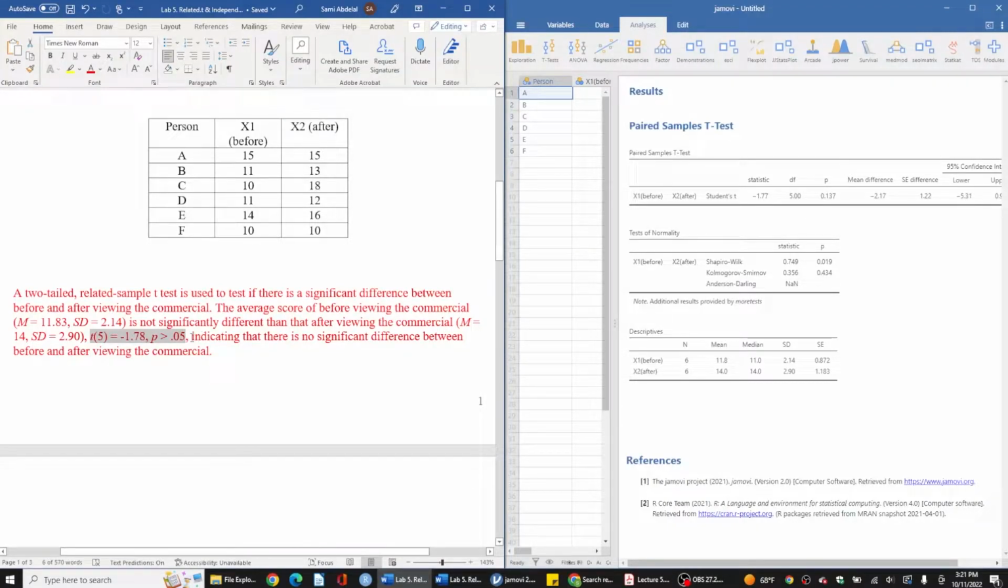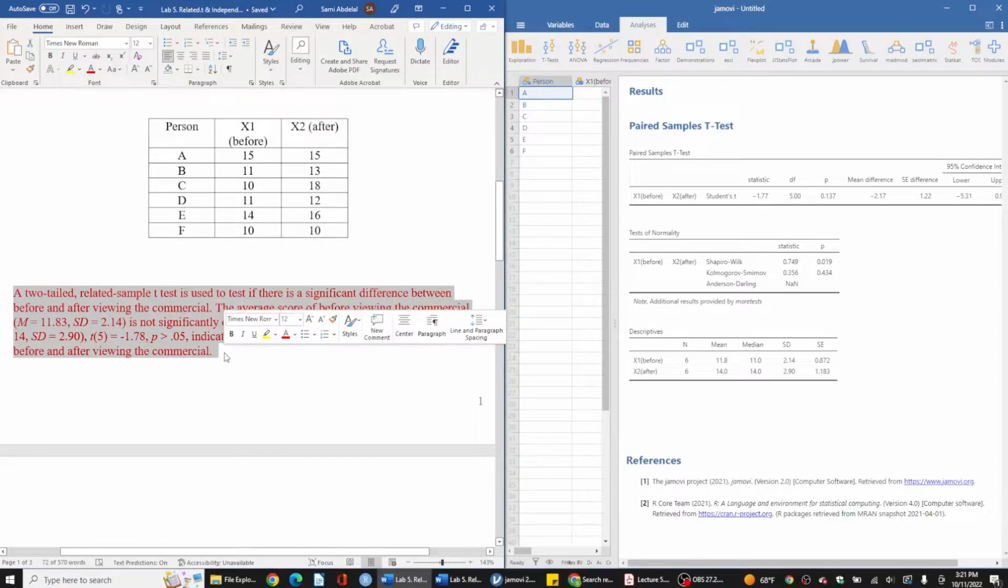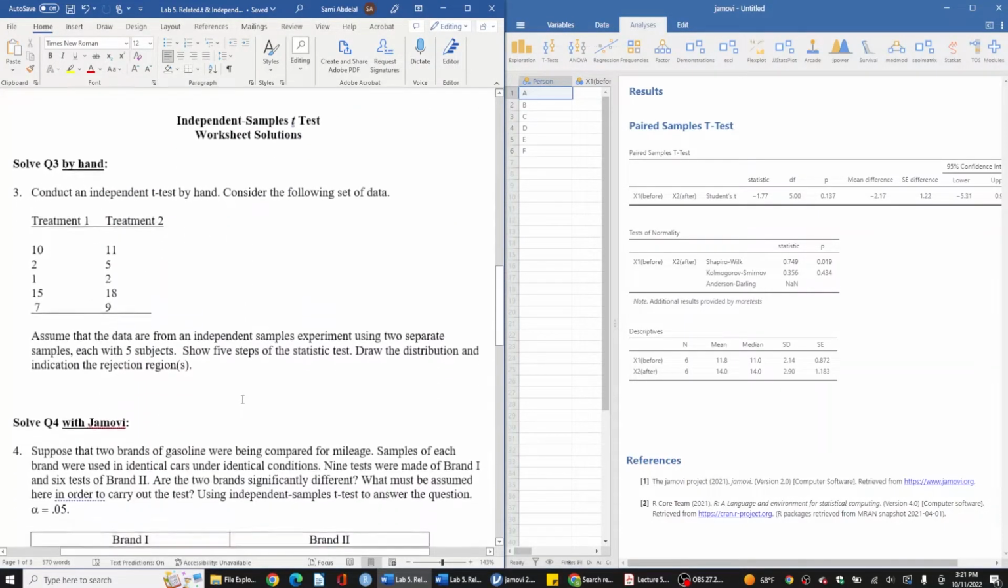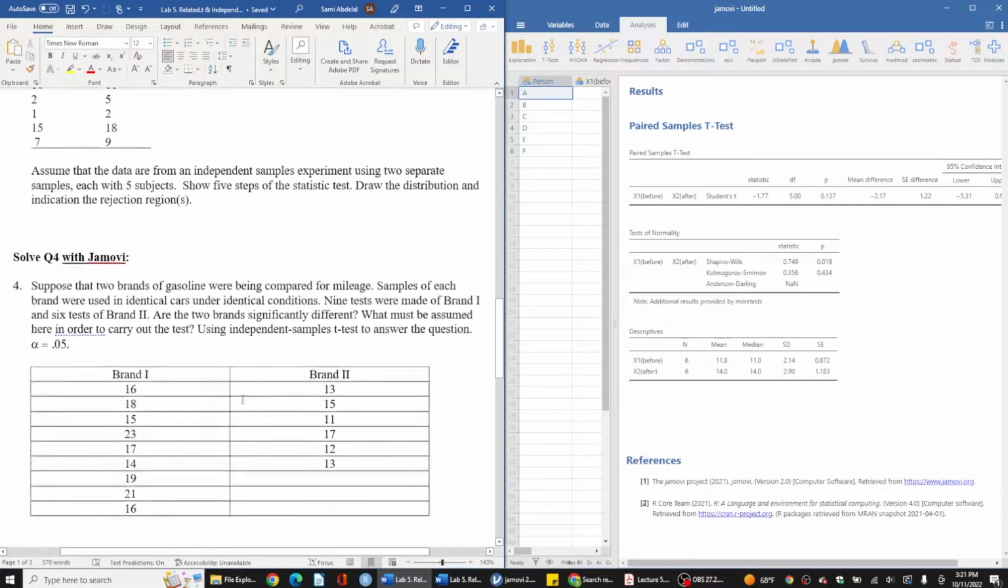And this shows that there was no significant difference between before and after viewing the commercial. So very straightforward. This paragraph is going to be a really great formula that you can use for any subsequent problems that ask you to respond in APA format. So let's go to question 4, a little bit different.